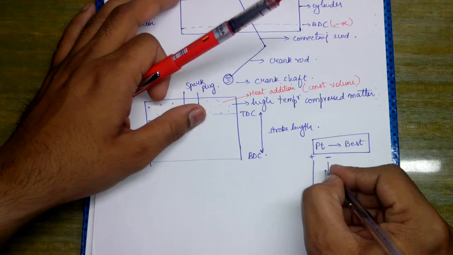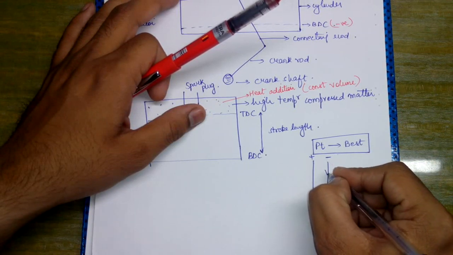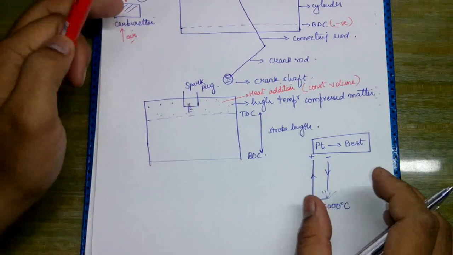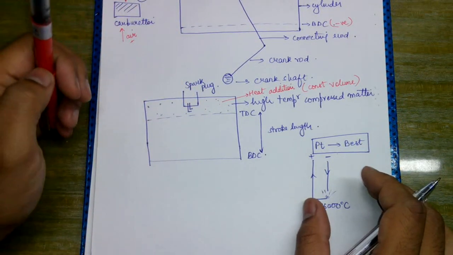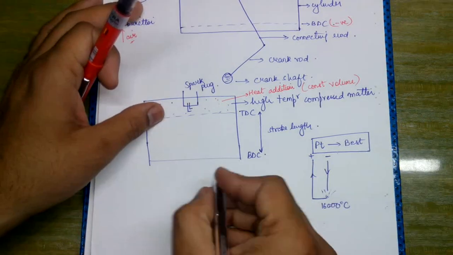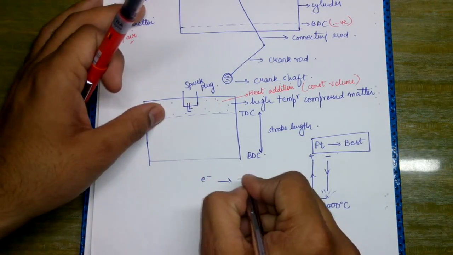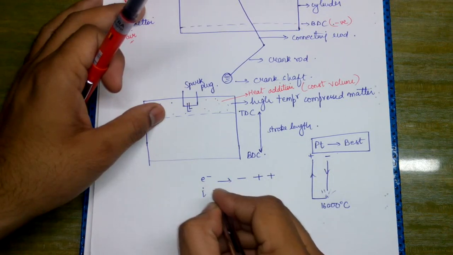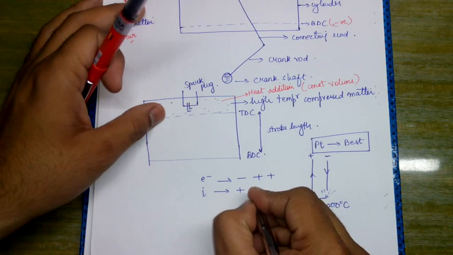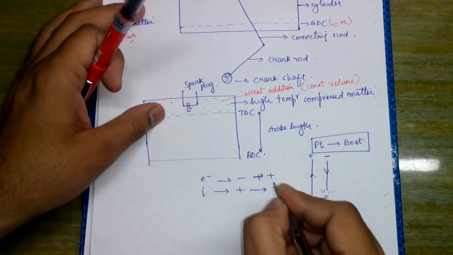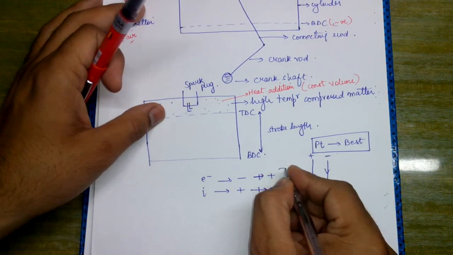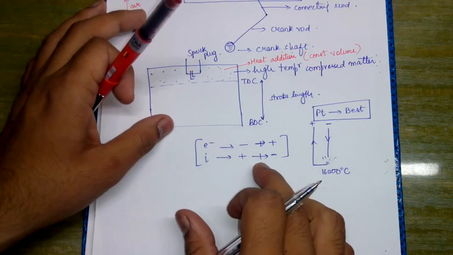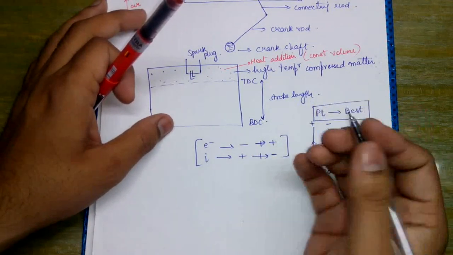The electrons will flow from the negative terminal to the positive terminal, and since the voltage is very high, it will produce a spark. Electrons flow from negative to positive, and the current, that is I, flows from the positive to the negative terminal. We have already studied this in class 10, that the direction of current is taken opposite to the direction of flow of electrons.